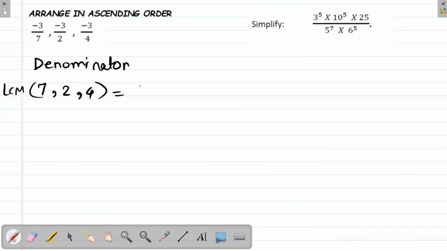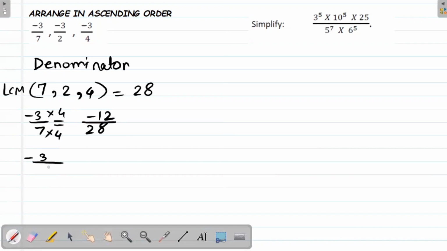What is the LCM of 7, 2, and 4? That is 28. If you don't know how to calculate the LCM, the video is already posted. You can go there, or see the link in the description box. Okay, so the LCM is 28. Now convert minus 3 upon 7. Here I have to multiply by 4, so I get denominator 28 and the numerator becomes minus 12.